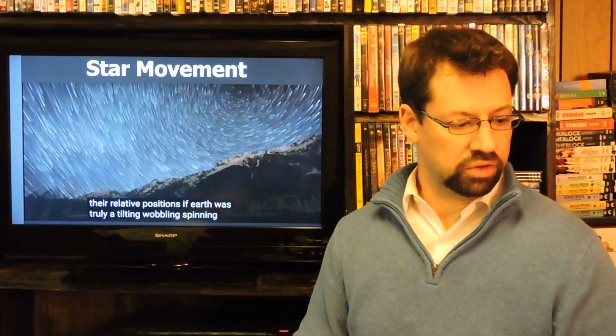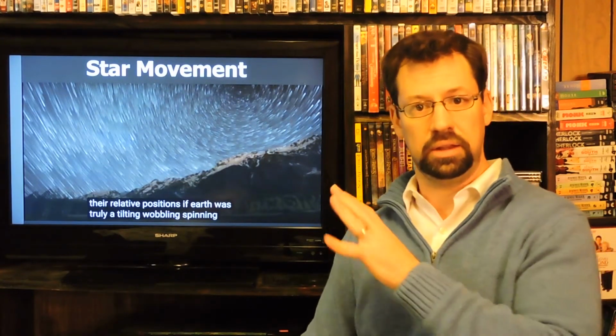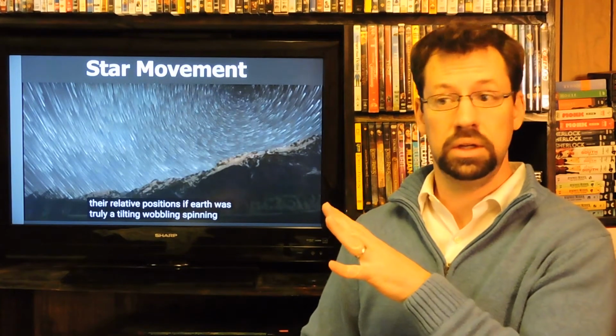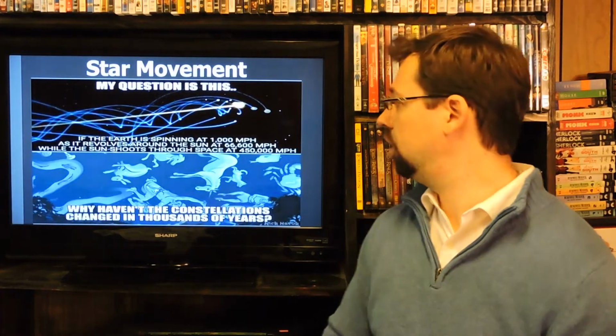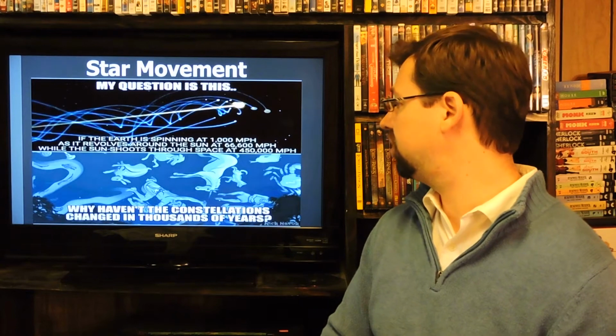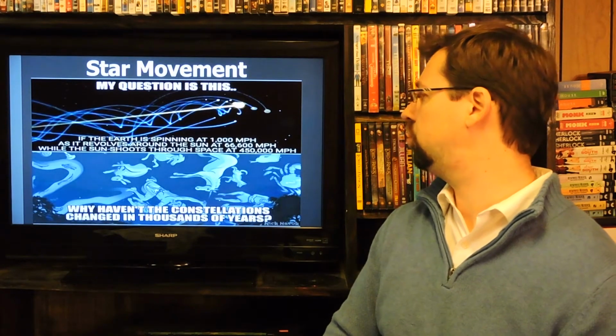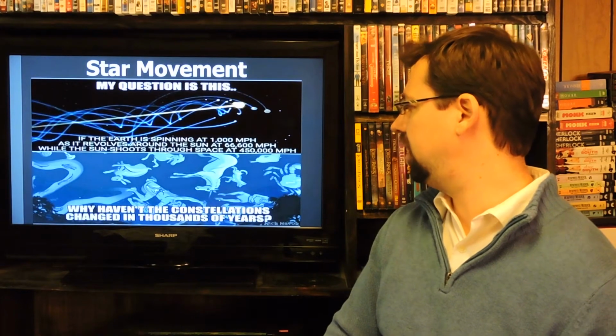Their relative positions, if Earth was truly a tilting, wobbling, spinning ball. So he's saying basically that the stars stay still in their positions despite the fact that we're moving. And to expound on that, he says, if the Earth is spinning at 1,000 miles per hour as it revolves around the Sun at 66,600 miles per hour, while the Sun shoots through space at 450,000 miles per hour, why haven't the constellations changed in thousands of years?